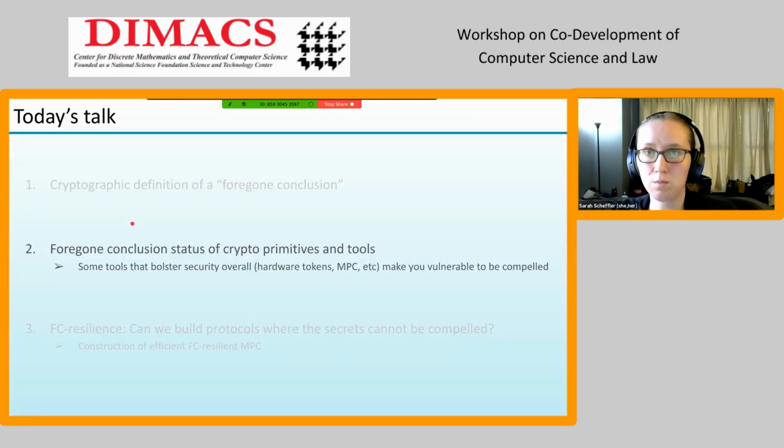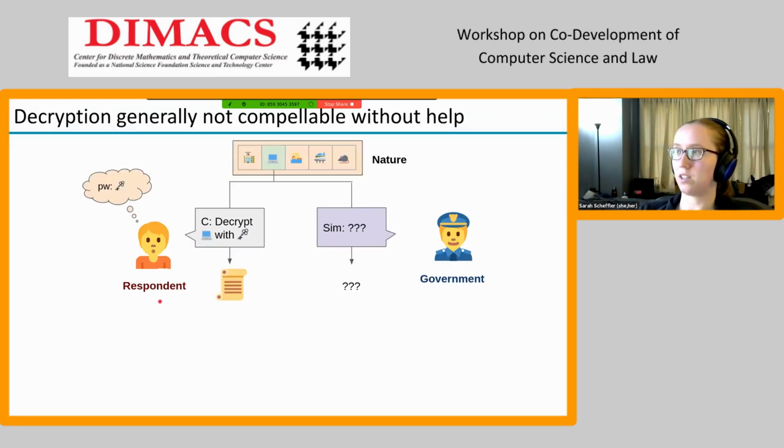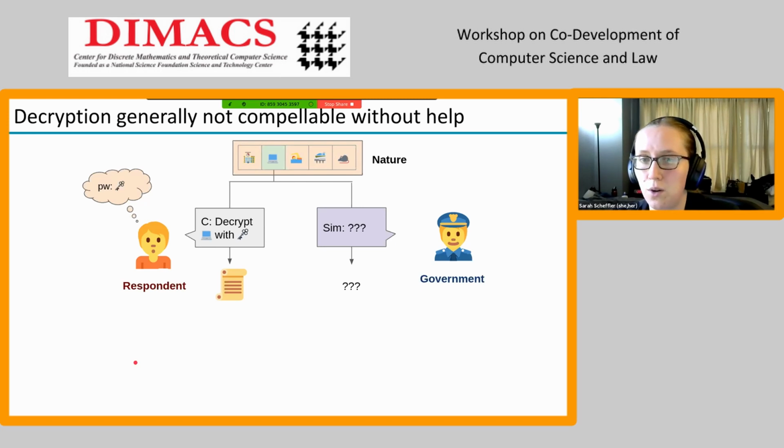Okay. So next I'm going to briefly describe some of the consequences that this definition would have for compelling crypto, like compelled decryption. And compelled decryption is probably the most important one. The scenario here is that there is a phone or a laptop in nature at a known location, which is encrypted using a password held only in the respondent's mind. And the compelled action is to provide the decrypted contents of the laptop. So we're not asking the respondent to say the password. We're asking the respondent to use their password to decrypt and then provide the decryption.